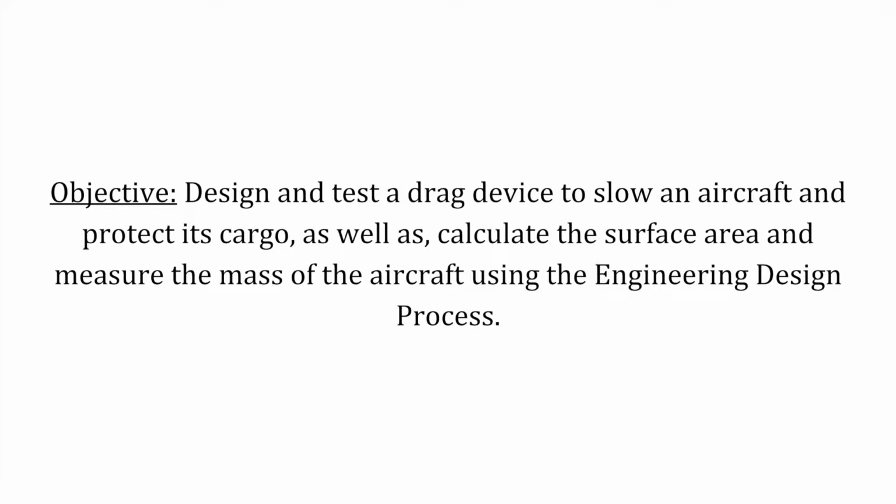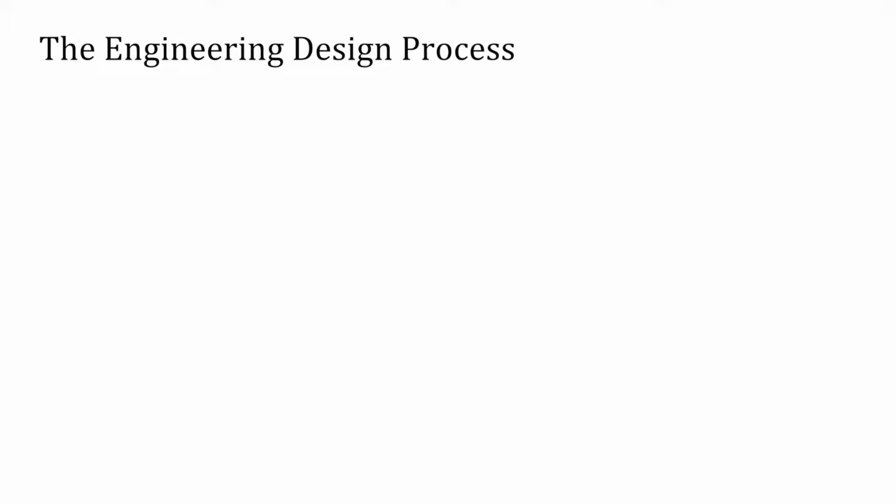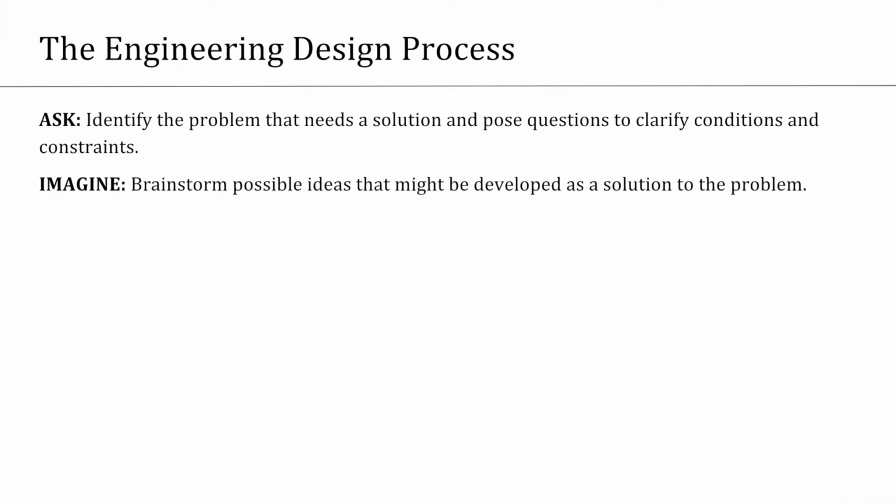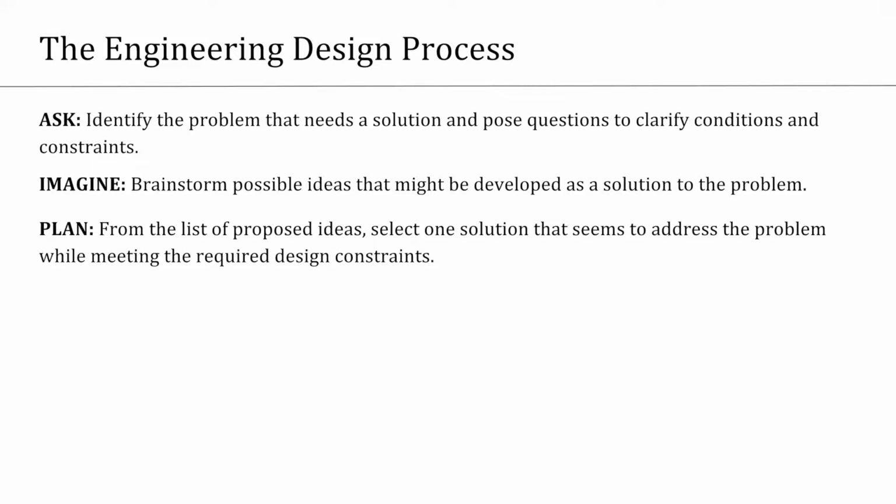However, in order to begin working on this project, I needed to review the engineering design process once again. The engineering design process consists of 5 components. The first one is to ask, in which you identify the problem that needs a solution and pose questions to clarify conditions and constraints. Next is imagine, in which you brainstorm possible ideas that might be developed as a solution to the problem. Next is to plan, in which from the list of proposed ideas you select one solution that seems to address the problem while meeting the required design constraints.